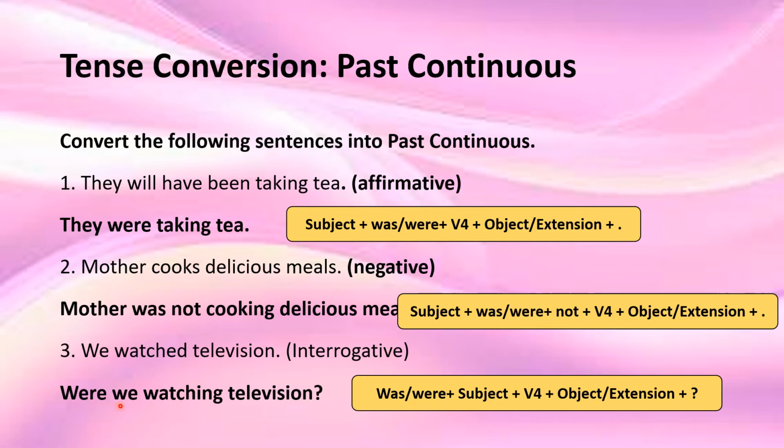Then you mentioned your subject, which is we. Watching here is your ing or fourth form of the verb. And television is your object.